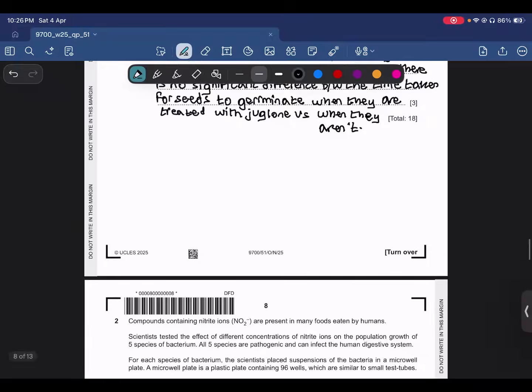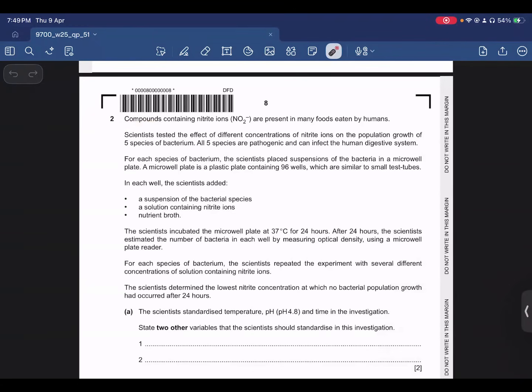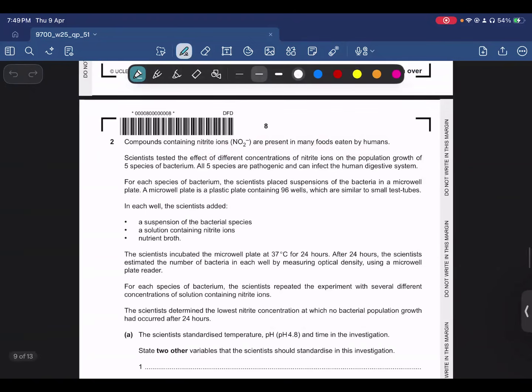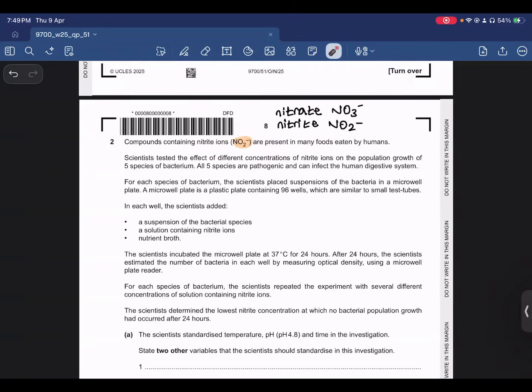Okay, let's move on. Compounds containing nitrite ions are present in many foods which is eaten by humans. Now, nitrite ions and nitrate ions में often एक confusion आता है. And that is when we talk about the word nitrate, इसका मतलब होता है NO3 minus. And then when you talk about the word nitrite, that is basically NO2 minus. So just make sure of that. And यहाँ पे obviously उन्होंने लिखा हुआ भी है कि ये NO2 minus है nitrite ions. तो ये बता रहे हैं कि ऐसे कंपाउंड जिनमें ये वाला आयन होता है, ये ऐसे बहुत से फूड्स में मौजूद होता है which is eaten by humans.